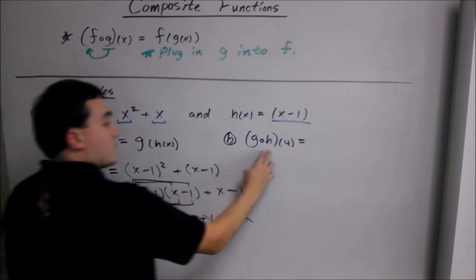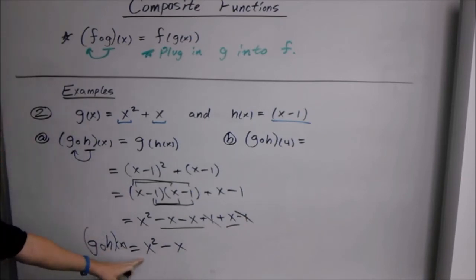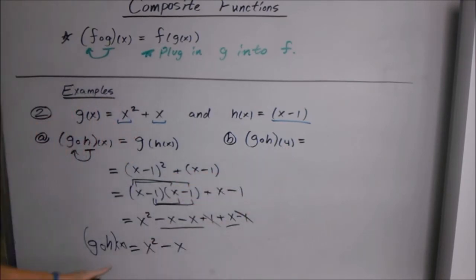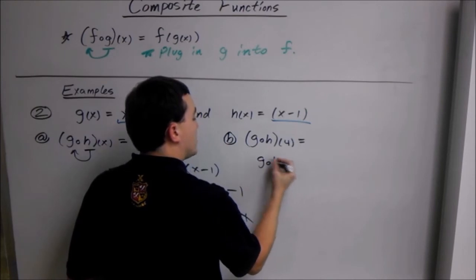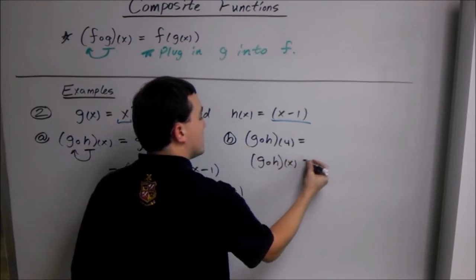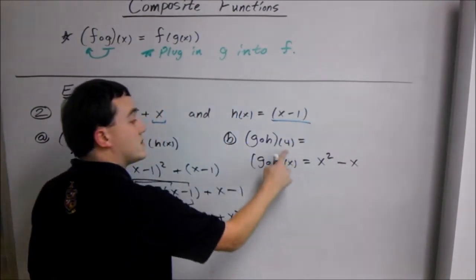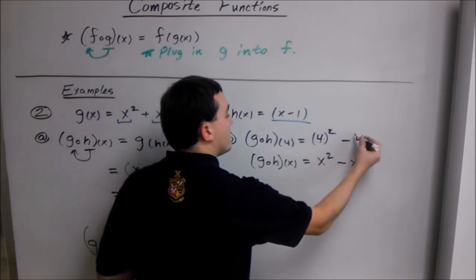Now if it said find g of h of 4, we would do the same thing, except in the end we'd have to plug in 4, because if g of h of x is x squared minus x, and it wants us to find g of h of 4, it just wants us to plug in 4 into the x's here. So since we know g of h of x is x squared minus x, then g of h of 4 is just going to be 4 squared minus 4.